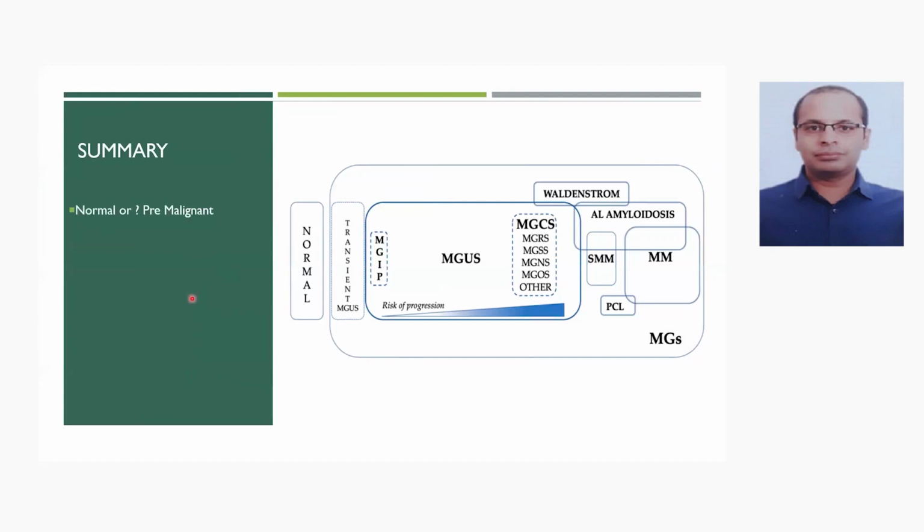So this is a summary slide. Just want to highlight that MGUS is a normal finding for many of these patients, with population prevalence going up to 3 to 5%, or it can be a pre-malignant feature. Prevalence increases with age. There is a variable risk of progression to smoldering and multiple myeloma, determined by certain risk factors.